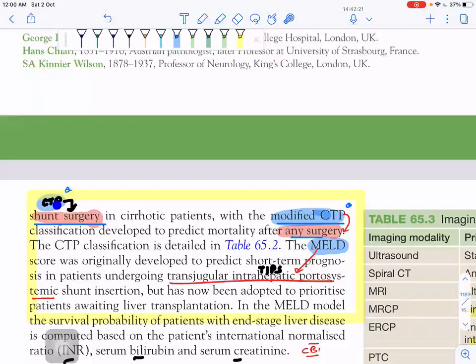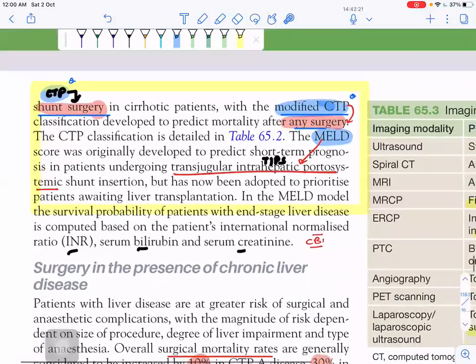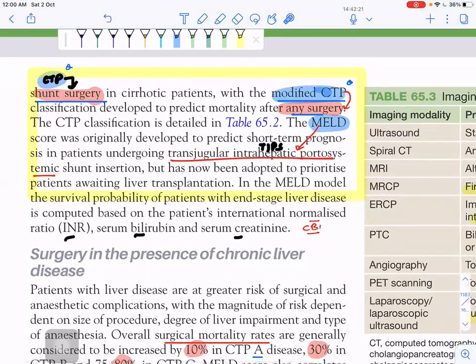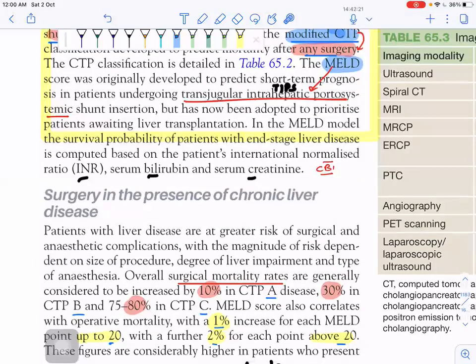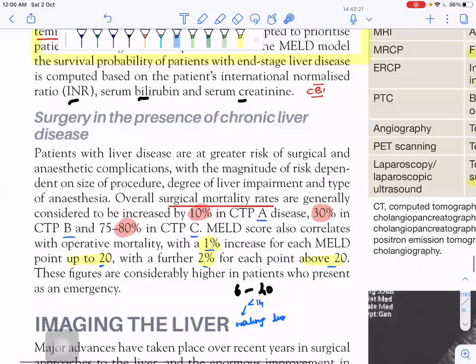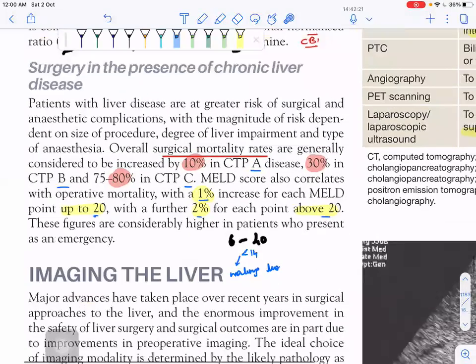So CTP is only for shunt surgery, to predict the mortality. Then modified CTP predicts the mortality after any surgery, and the MELD is for TIPS surgery to predict the mortality. Okay, three MCQs: CTP is for shunt, modified CTP for any surgery, and MELD is only for TIPS. So next, your MELD score has the mnemonic CBI: creatinine, bilirubin, INR.